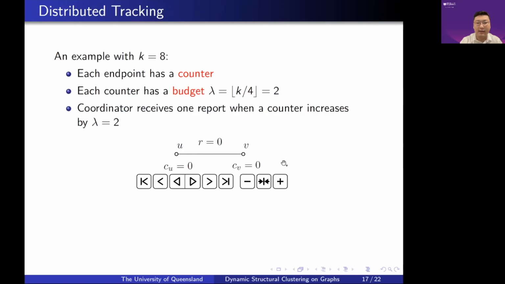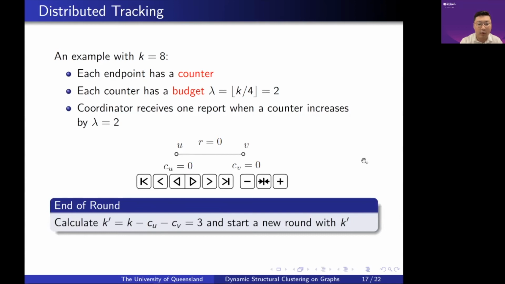First, everything is initialized as 0. When an affecting update involving U comes, CU is increased by 1. And if another affecting update involving U comes, CU becomes 2. And since CU has increased by 2, the coordinator receives one report. And if an affecting update involves V, CV is also increased by 1. Then, after another 2 affecting updates involving U, the coordinator has received 2 reports in total. So we say, here is the end of one round.